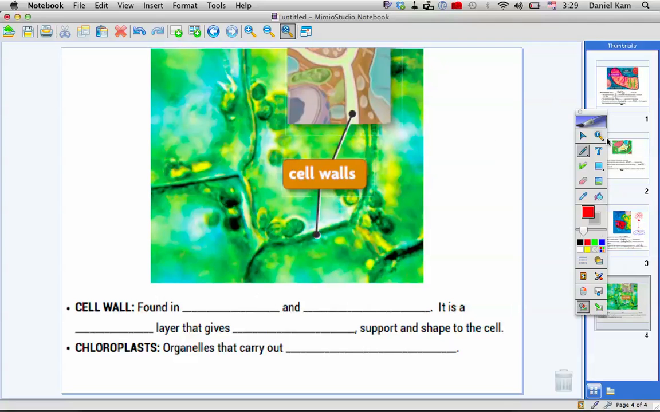The last thing we need to talk about is the cell wall. The cell wall is found in plants and bacteria, but it is not found in humans. We do not have cell walls. It is a rigid layer that gives structure, support, and shape to the cell.